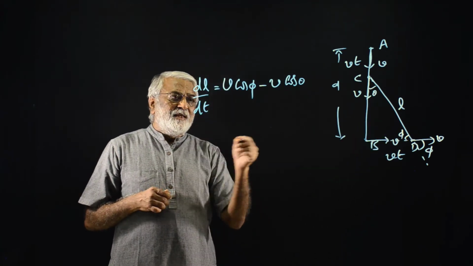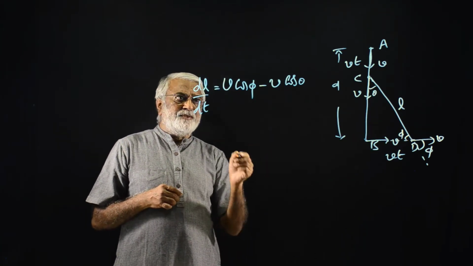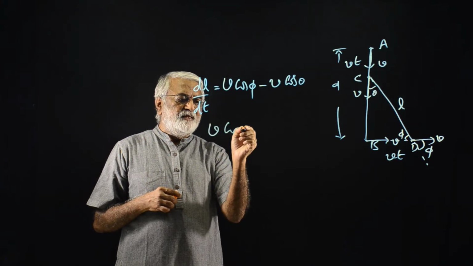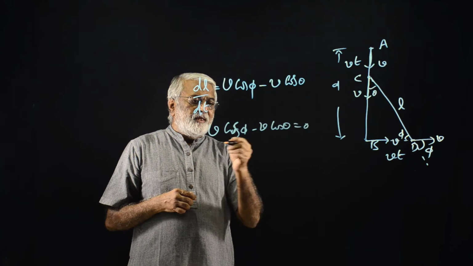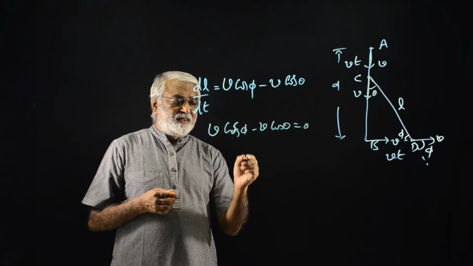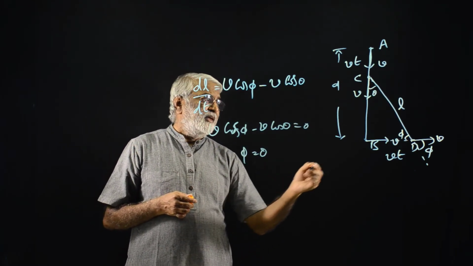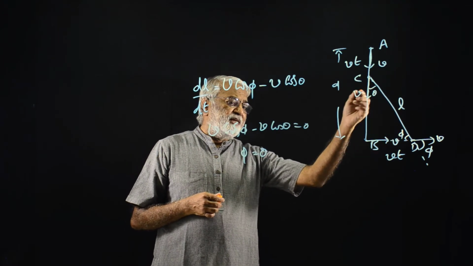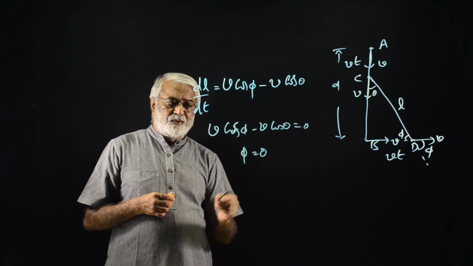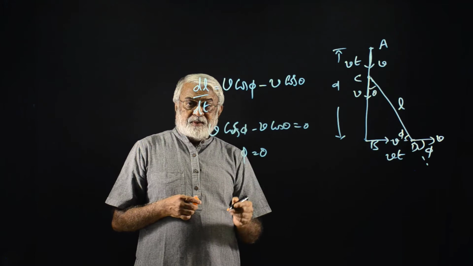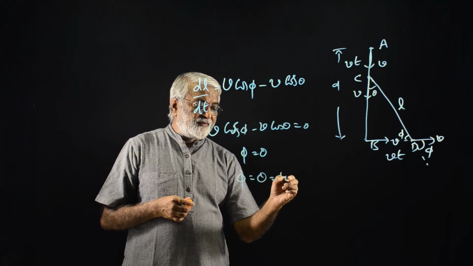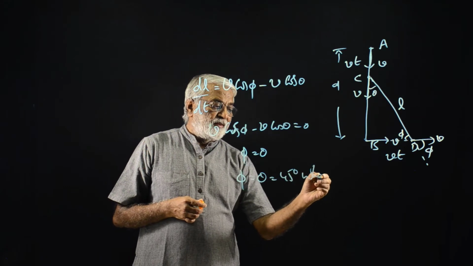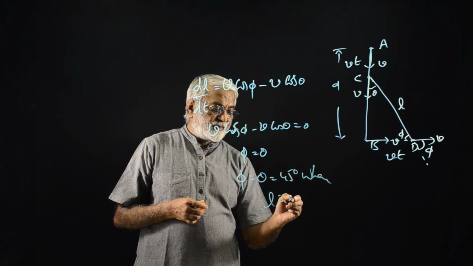So when the length is minimum, dL by dt would be 0. That's v cos phi minus v cos theta would be 0. That will be cos phi equals cos theta, that is, phi equals theta. From this figure you can see phi plus theta is 90 degrees. So when L is minimum, phi and theta are equal to 45 degrees each. Phi equals theta equals 45 when L is minimum.